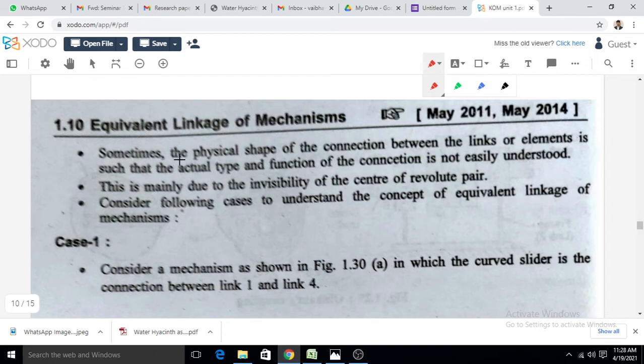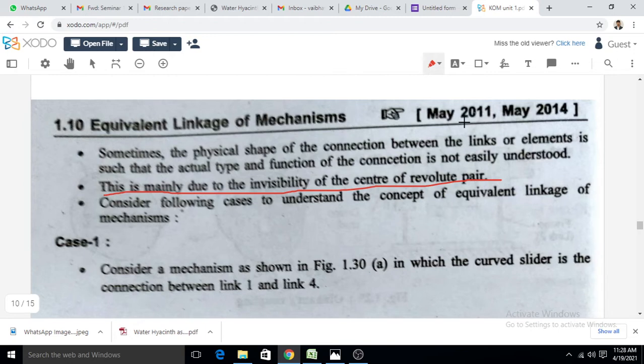Sometimes the physical shape of the connection between the links or elements is such that the actual type of function of the connection is not easily understood. It means that when there is a complex mechanism, we cannot understand which types of connections are present there and how we can convert these complex mechanisms into a simple mechanism. This is mainly due to the invisibility of the center of the revolute pair.